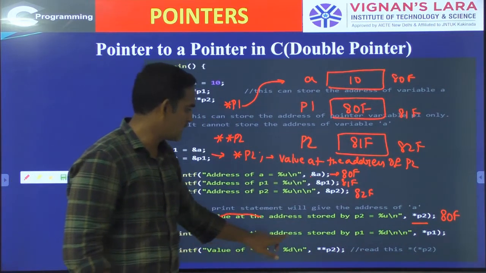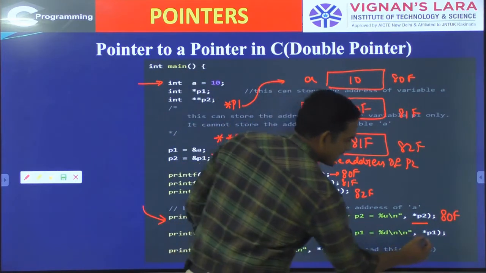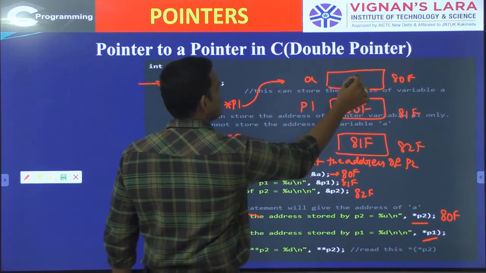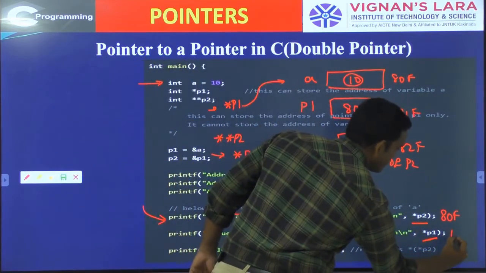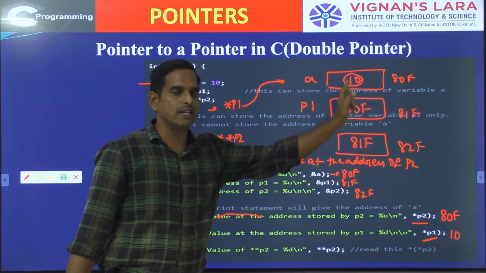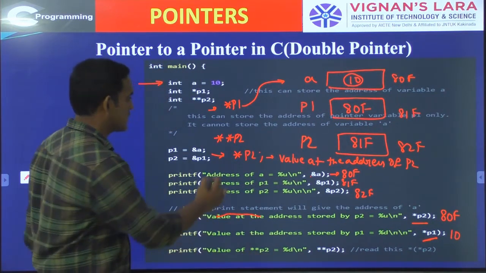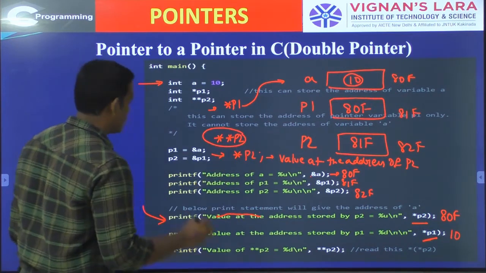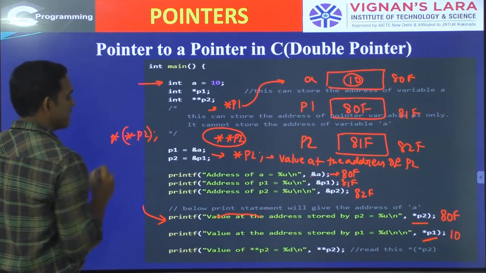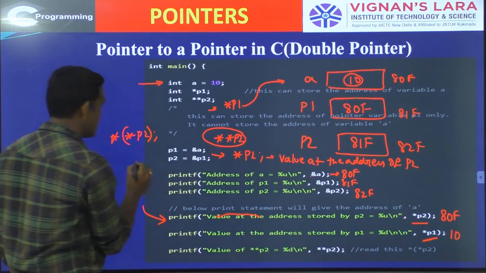Next, value at the address stored by P1. Here you are writing star P1, that is dereferencing P1. Dereferencing P1 will result in 10. Star P1 means dereferencing P1, which will point to A, that will be the value 10. Value of star P2: now star P2 will refer to two dereferencings, where the inner dereferencing is the value at the address of P2, that is 80F.